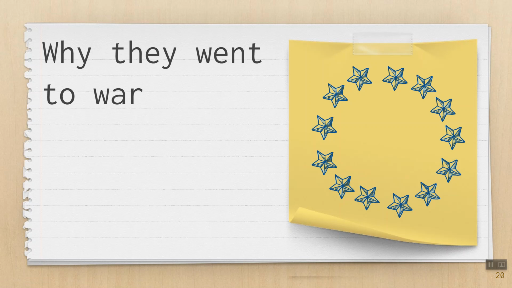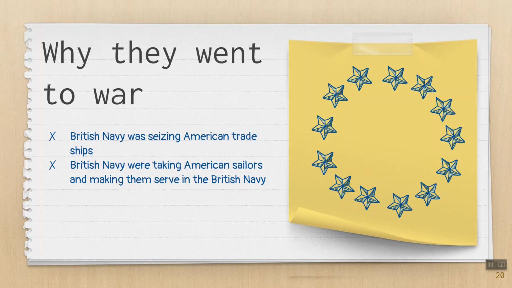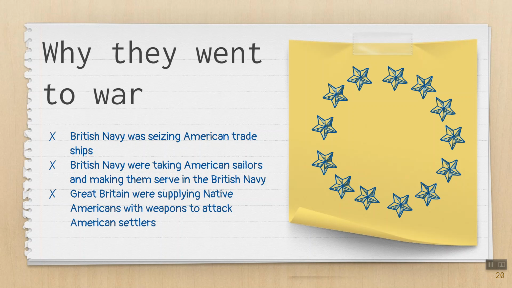And so here's some reasons why they went to war. The British Navy was seizing American trade ships. These are things to remember. So the British Navy was seizing trade ships, and the British Navy were taking American sailors and making them serve in the British Navy. And they were also supplying Native Americans with weapons to attack. So those are important key points to remember why America chose to go to war.